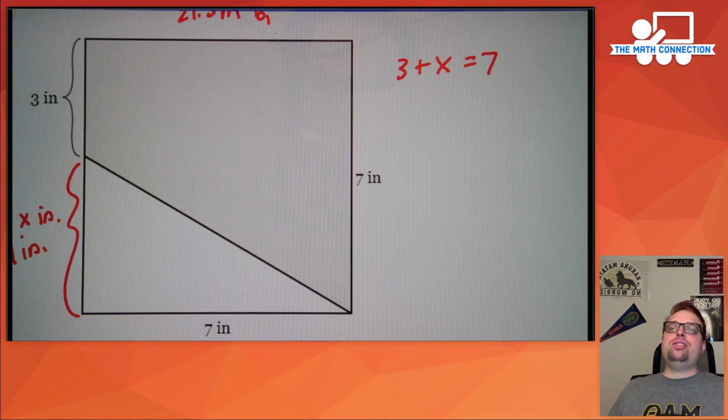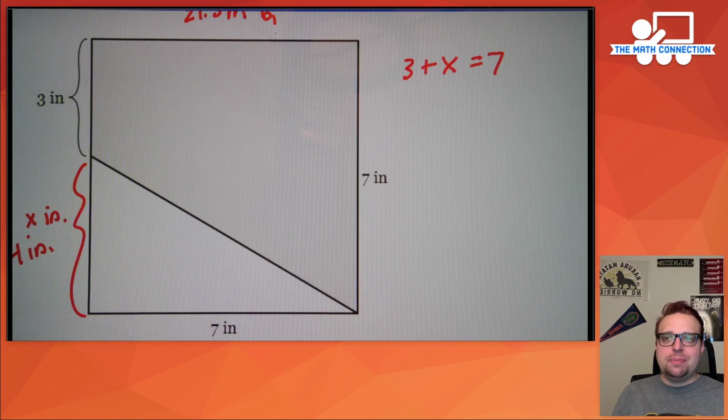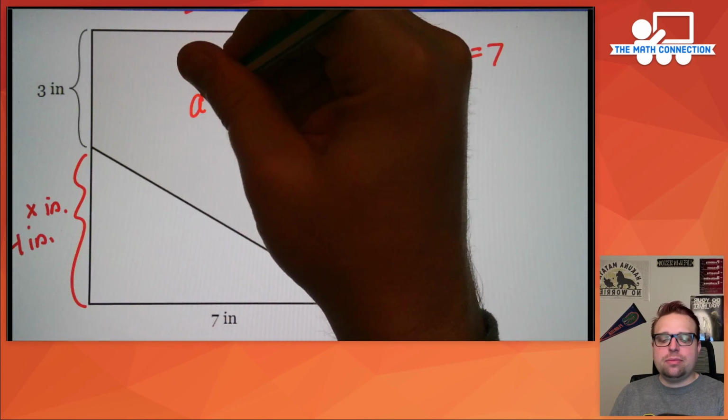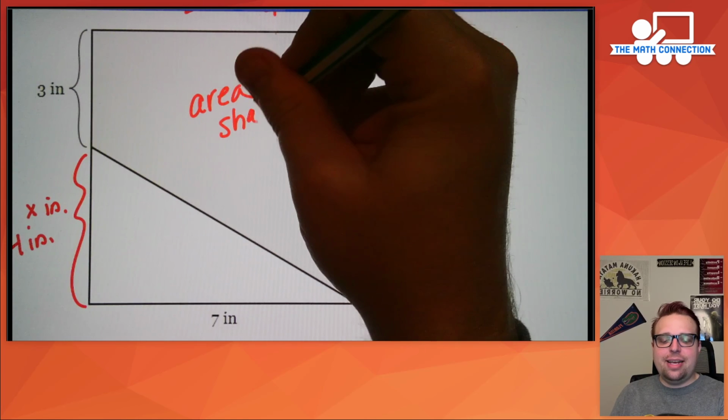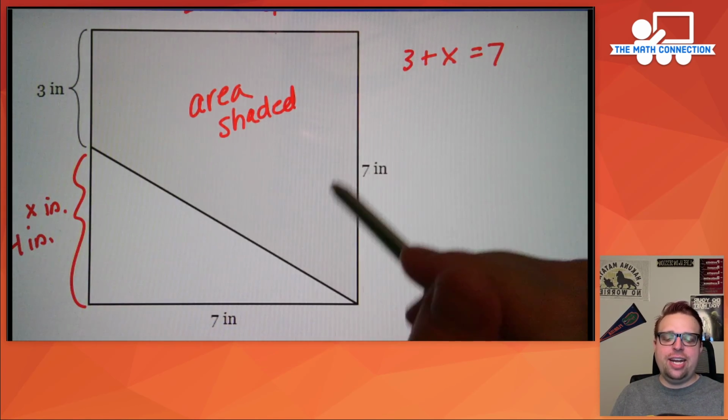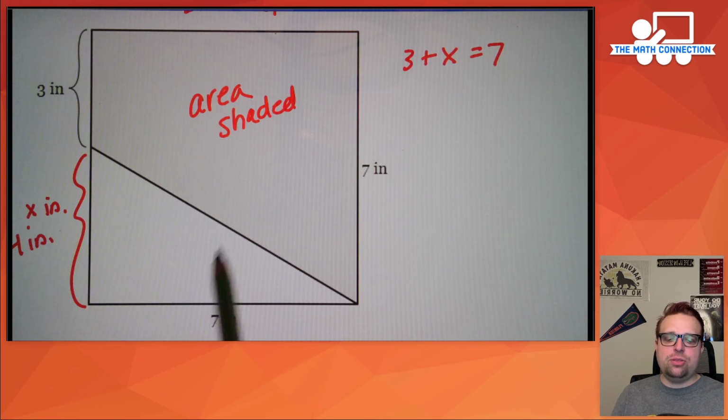Now, what if I asked you for the area of this? Well, that's pretty simple because it's just a square, so it's base times height. It's 7 times 7, which is 49. But what if I asked you just for the area of the shaded section at the top here? Pause the video, think a little bit. What do you think you could do to find just this shaded part? I don't care about this part. I just want to know the area of this part.